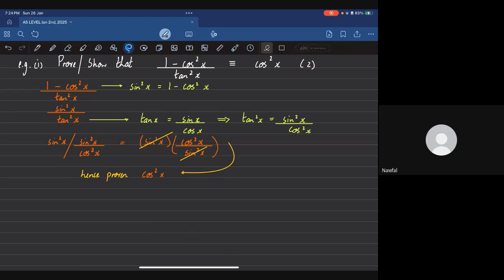All right, you have proved that the sine square x's and cos square x's are clear.